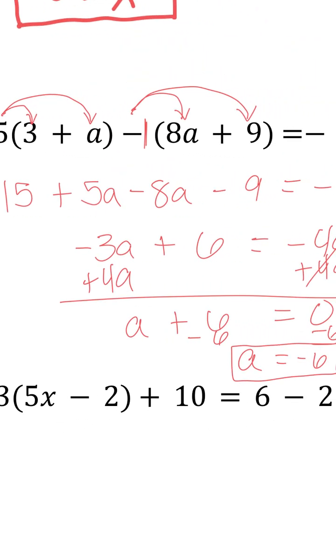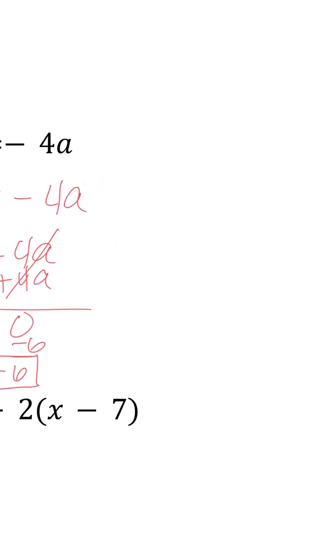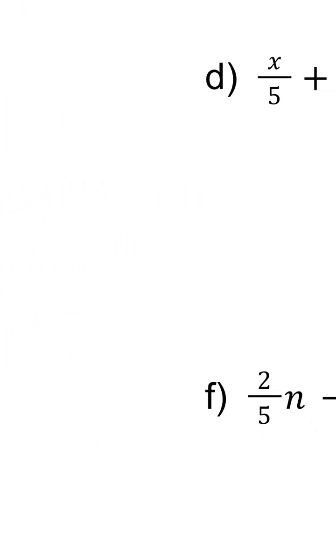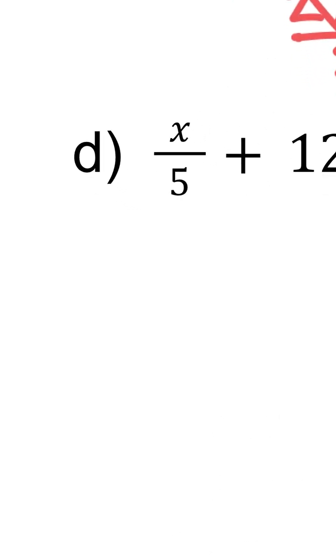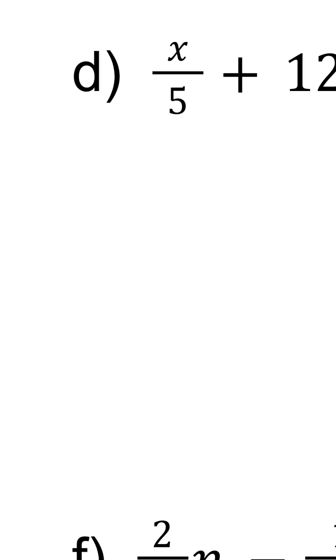Let's go ahead and go to D. Look at D and F. We have fractions. We kind of want to get rid of those fractions. So what we need to do is multiply by what? How can we do that? So letter D, I want to cancel out that 5. So what do I need to multiply this whole thing by to get rid of that 5? 5. Right, we multiply it by 5.